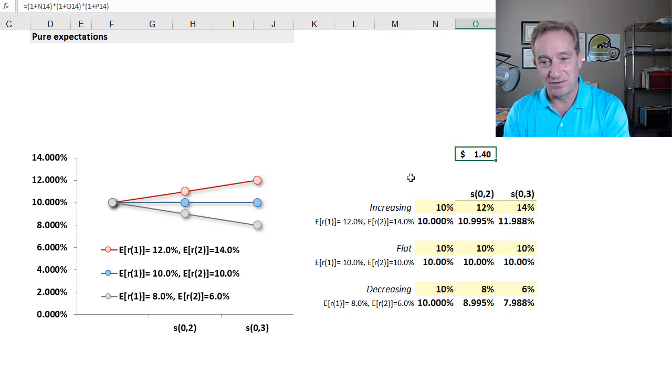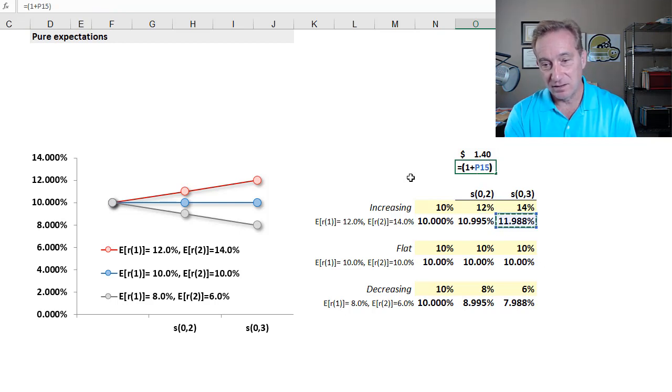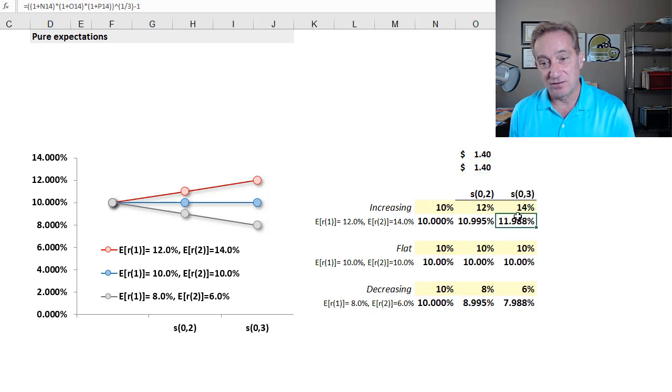So let's just say it's $1 invested at 10%, and then next year at the consensus 12%, and then the 3rd year at the consensus 14%. If everything goes as we expect, we would have $1.40 at the end of the 3 years. And that is consistent with investing at the spot rate of almost 12% compounded over the 3 years. These are equal, and so this 12% is right here.